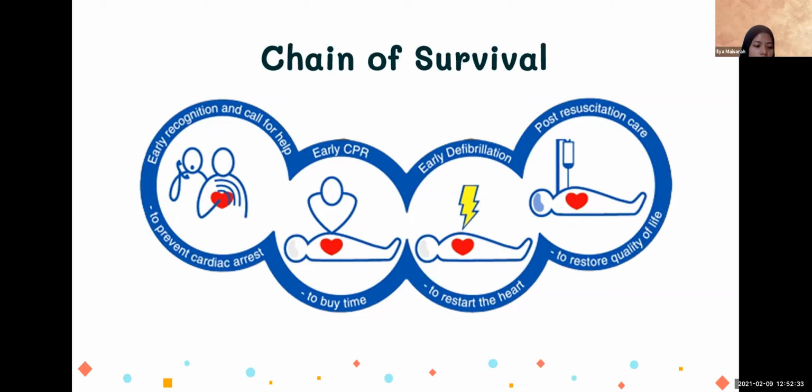Next is early defibrillation. Defibrillation within 3 to 5 minutes of collapse can produce survival rates as high as 50 to 70%, and this works better with CPR. The next one is post-resuscitation care, to restore the quality of life and also improve the survival rate of the victim.